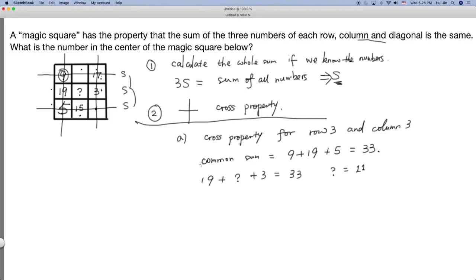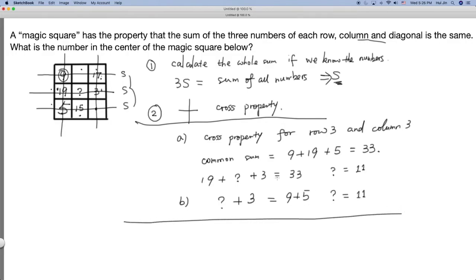Actually, we don't even need to find the common sum. We can apply the cross property after knowing the 5, by applying row 3 and column 1. This is the common number, so this question mark plus 3 equals 9 plus 5. So question mark has to equal 11.